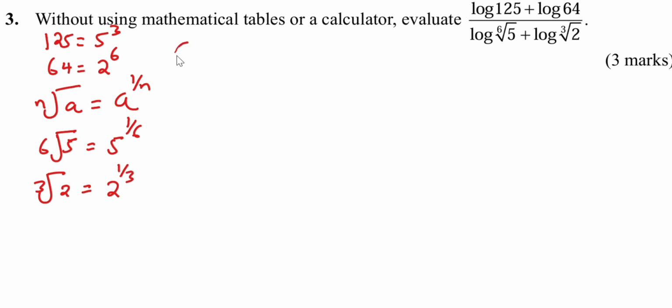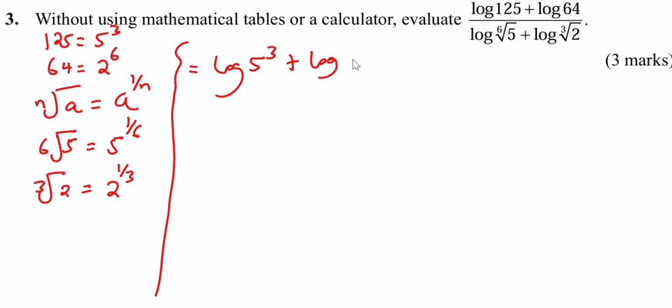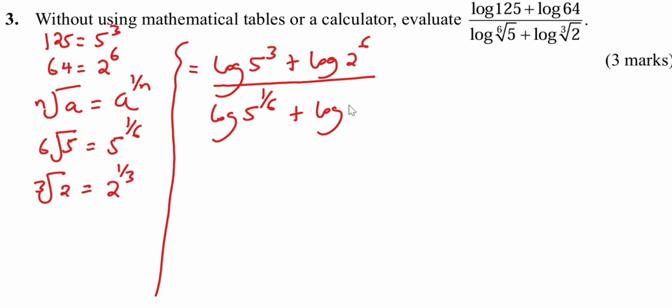So I'm going to write this equation where I have log 125. This is log of, where I have 125, I put 5 power 3. So this is log 5 power 3 plus log of 64. I have 64, I put 2 power 6. So this is log of 2 power 6 divided by, in the denominator, I have log of 5 raised to 1 over 6 plus this is log of 2 raised to 1 over 3.